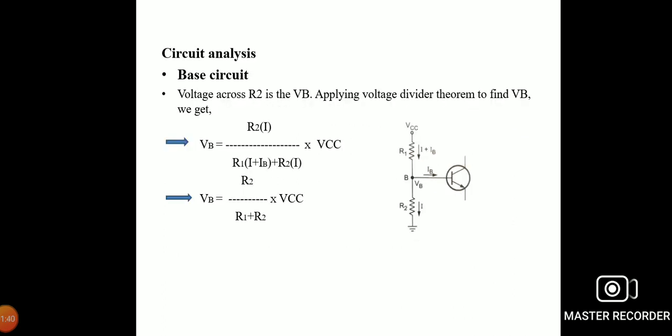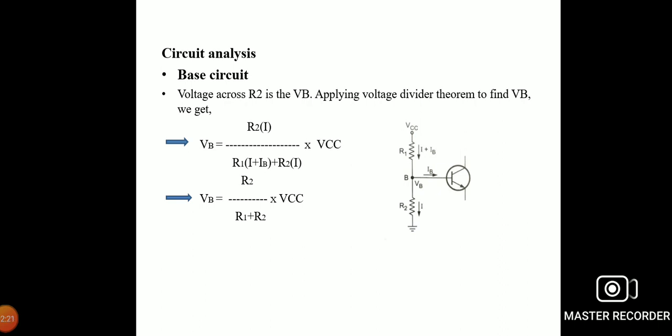Here is the circuit analysis of voltage divider bias, with R1, R2 and RE. First, the circuit analysis of the base circuit. The input voltage is applied to the base side, so the voltage across R2 is the base voltage.